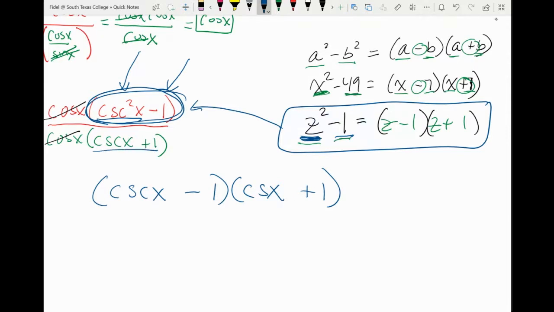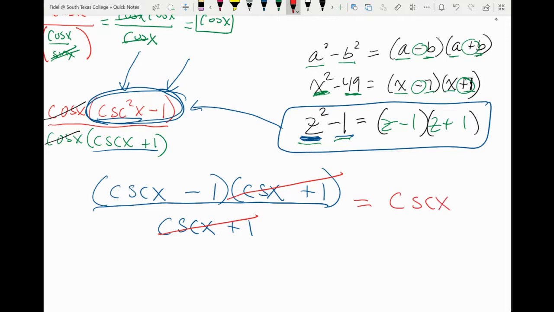What did we already have on the bottom? A cosecant of x plus 1, right? So now look what's going to happen here. This guy and that guy are going to cancel out, and all we're left with is cosecant of x minus 1.